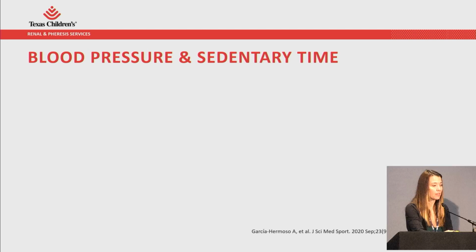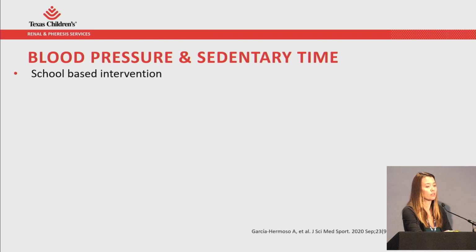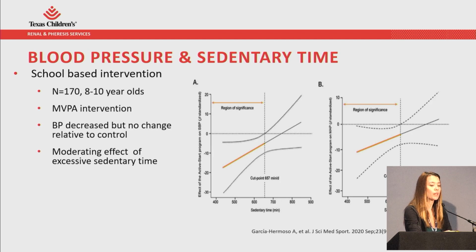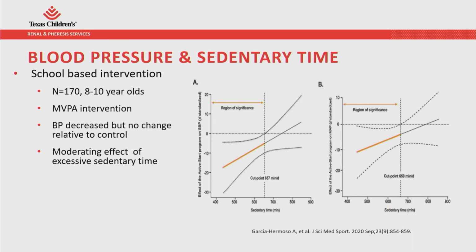So conversely, let's talk about blood pressure and sedentary time. In a school-based intervention, again, this is a healthy control intervention of 8 to 10-year-olds, the authors reported that blood pressure decreased in response to moderate to vigorous physical activity. However, it wasn't different from controls. When they did a further analysis, they determined that the moderating effect was only present when sedentary time was less than 11 hours a day. That's a lot of sedentary time.